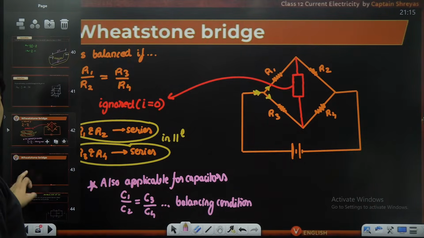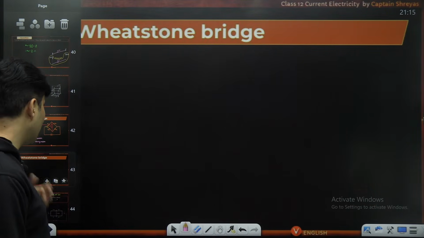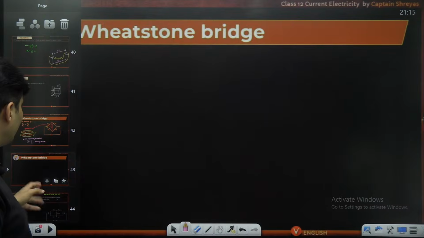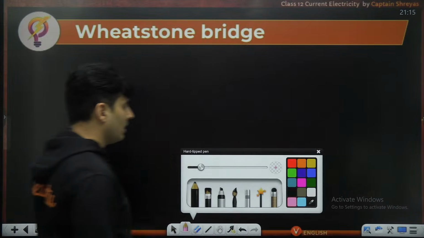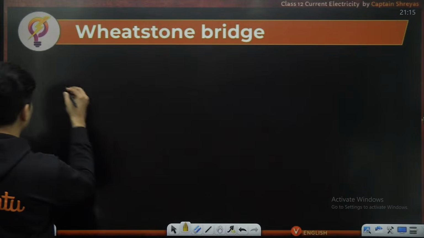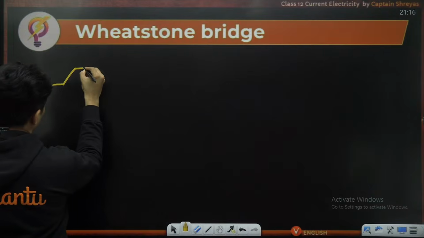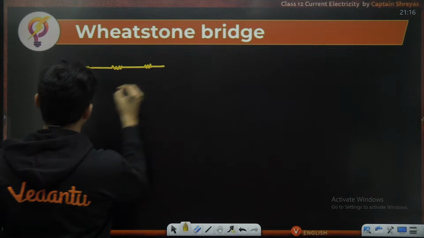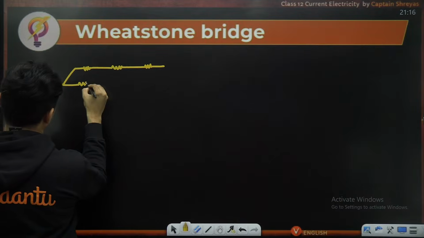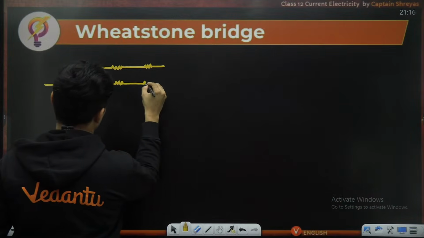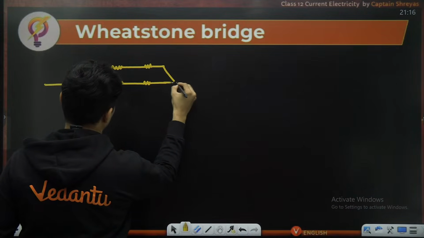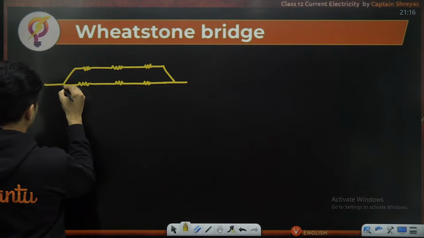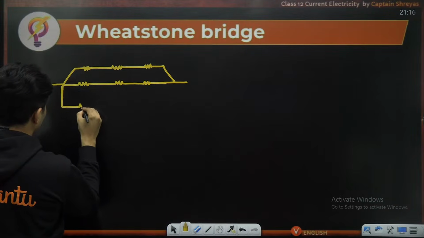But sometimes the Wheatstone bridge might not be in its regular form. It might be in its irregular form also, like this. Maybe you have one resistance here, another resistance here, another resistance here, maybe a resistance here, resistance here, resistance here, like this, and maybe something like this.